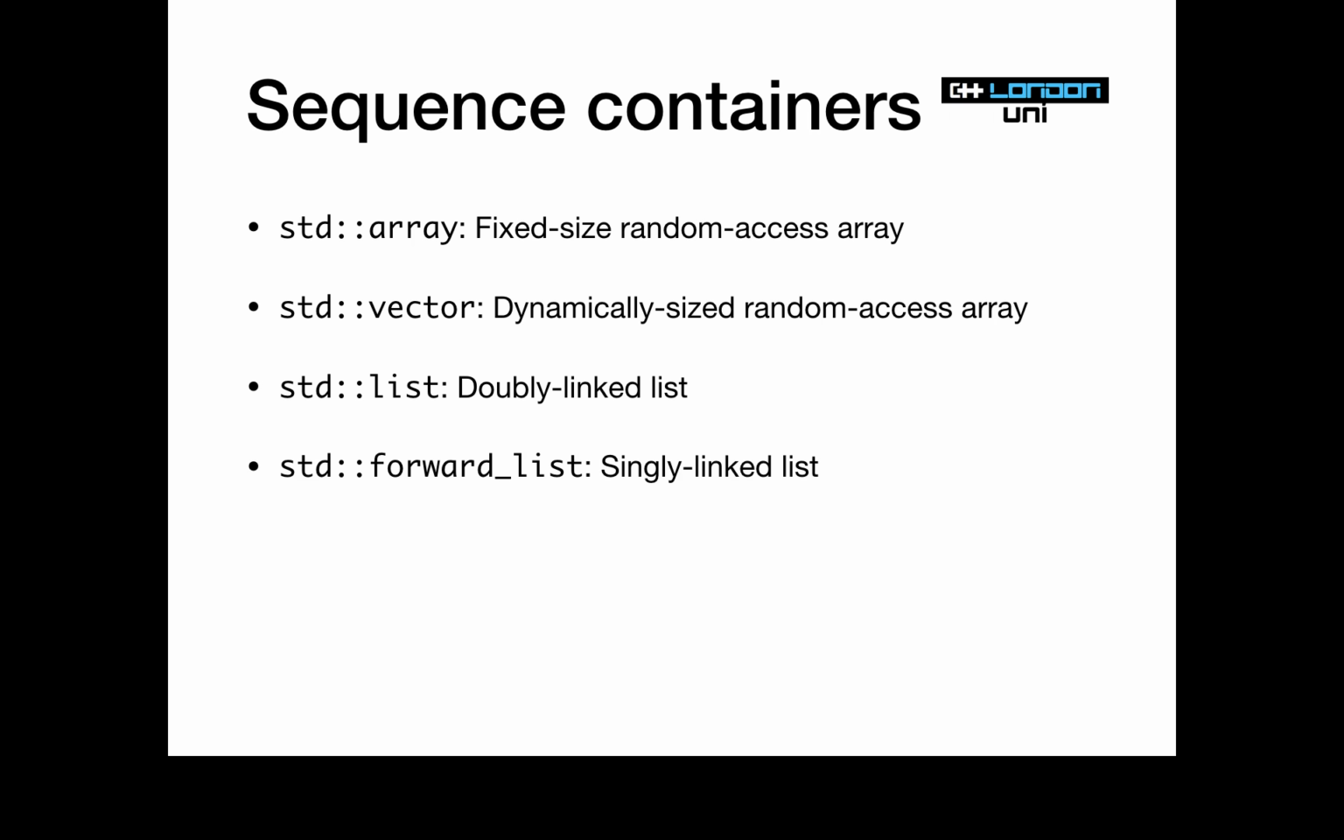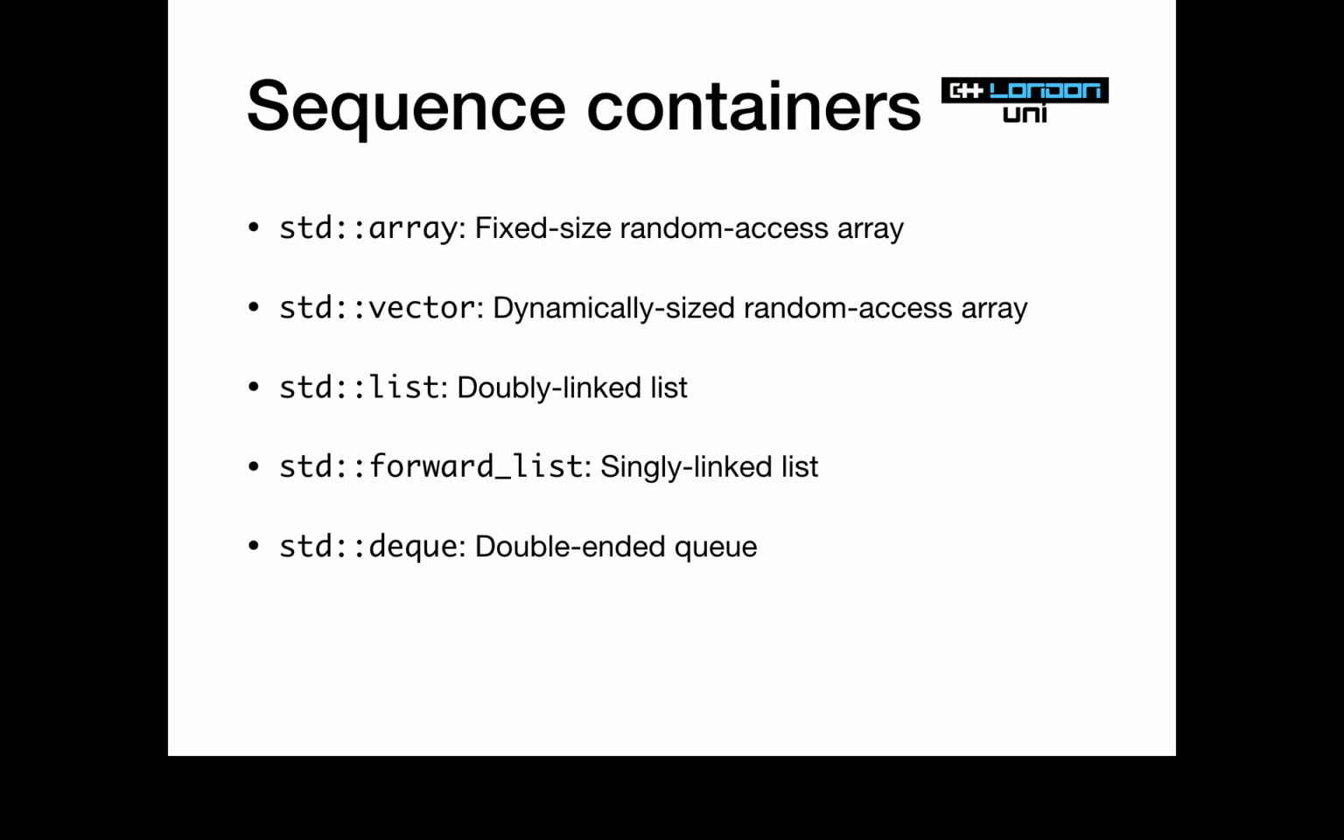There's also standard forward list, which is a singly linked list. With a doubly linked list, we can move forwards or backwards. With a forward list, we can only move forwards. Forward list was added in C++11. I'm not really sure why, because I don't personally find it very useful, but there we are. Well, it takes up less space, because it doesn't point backwards.